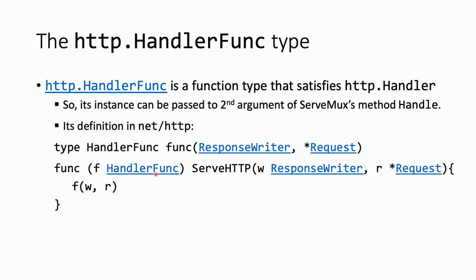It satisfies the http.Handler interface by implementing the ServeHTTP method as follows. This ServeHTTP method simply calls f of w, r, where f is the receiver of type HandlerFunc. w and r are the arguments of ServeHTTP, which match the arguments of the function f.